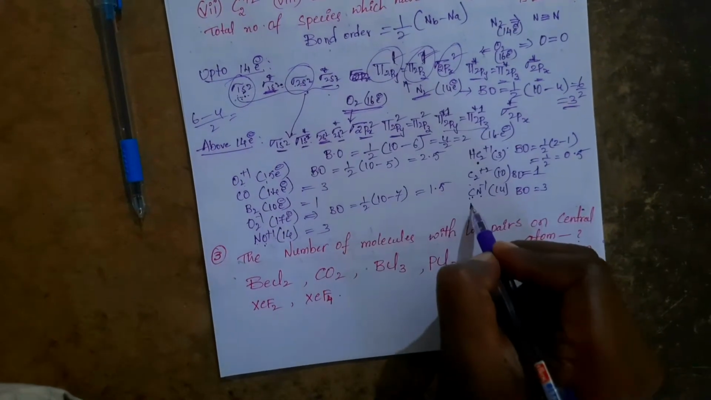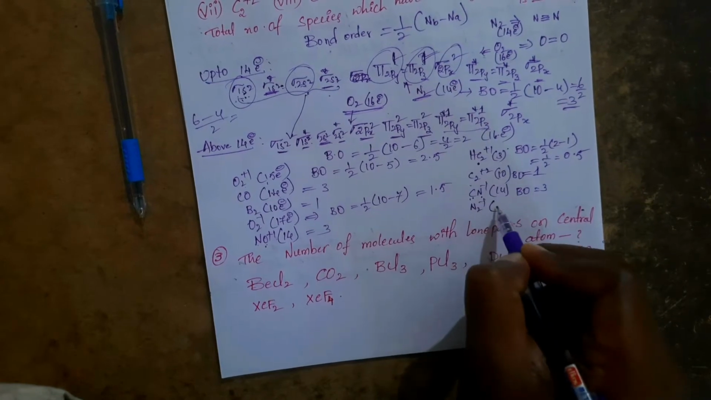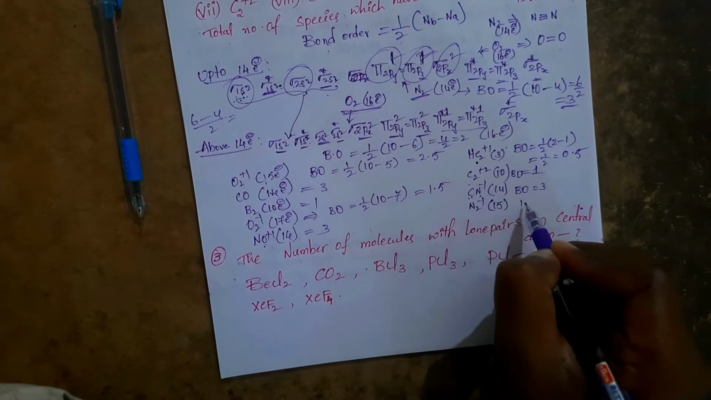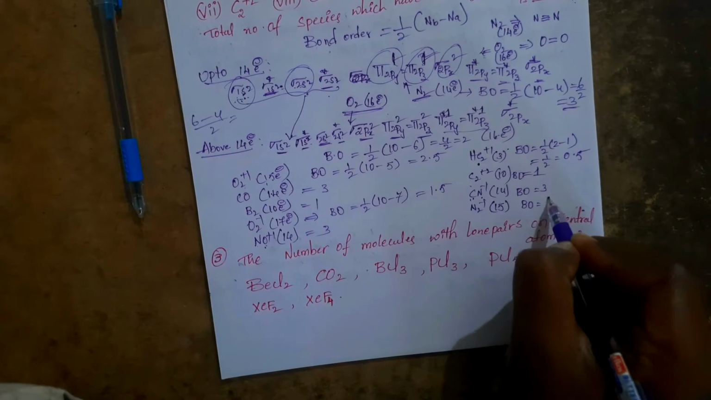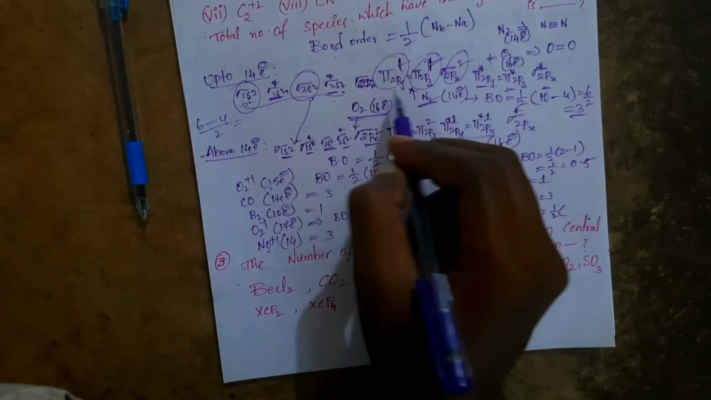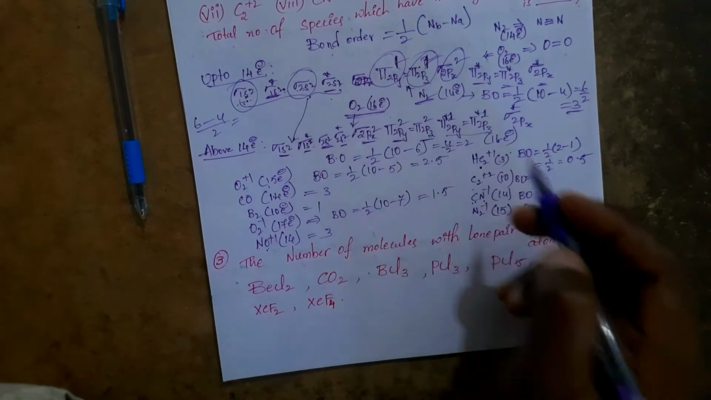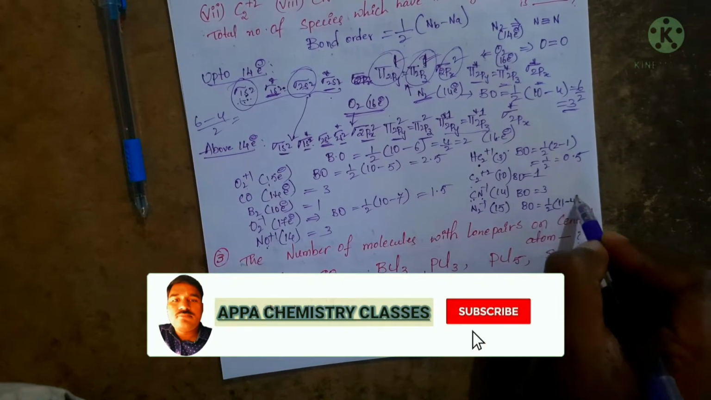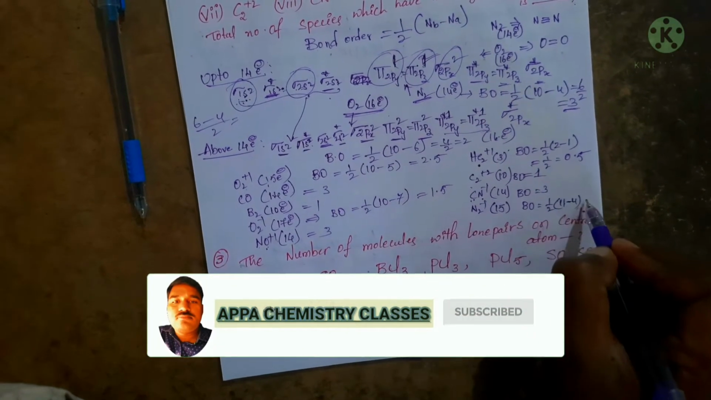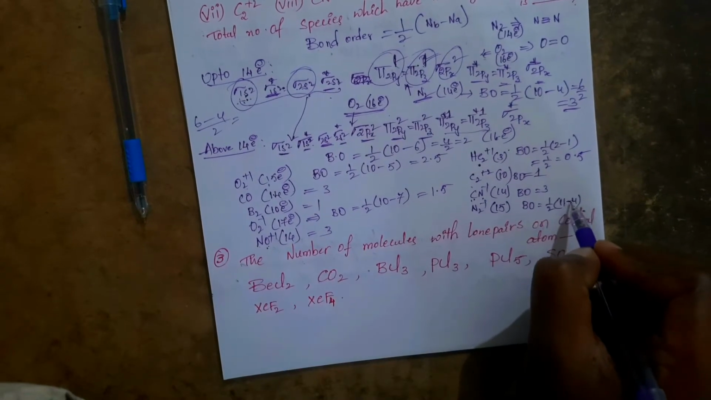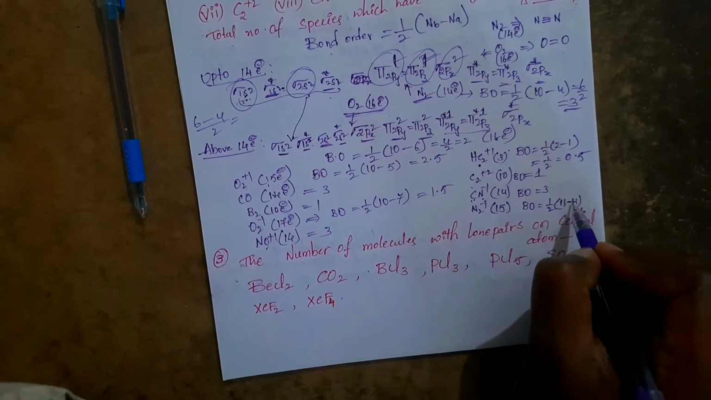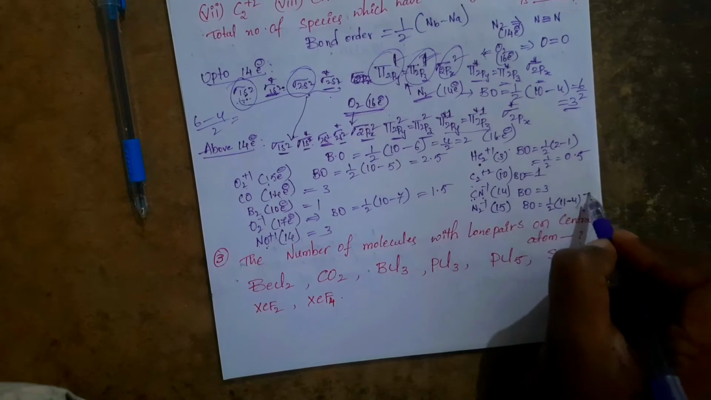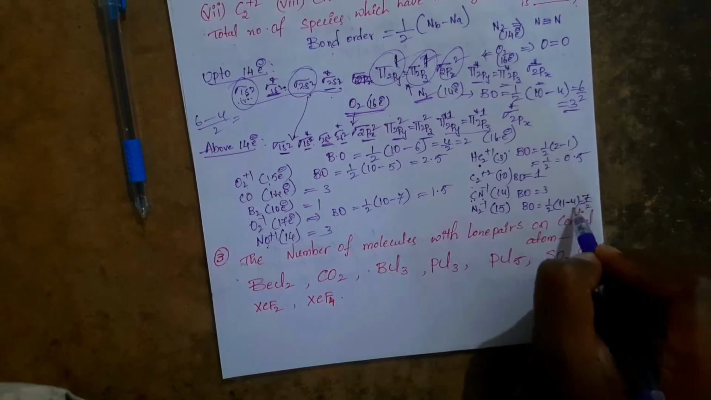Now N2 minus. N2 minus means how many electrons? It is 15 electrons. So what happens to the bond order? Here one electron is entering into the antibonding molecular orbital. So 11 minus 4 it becomes, that is 7 by 2, which is nothing but 3.5.